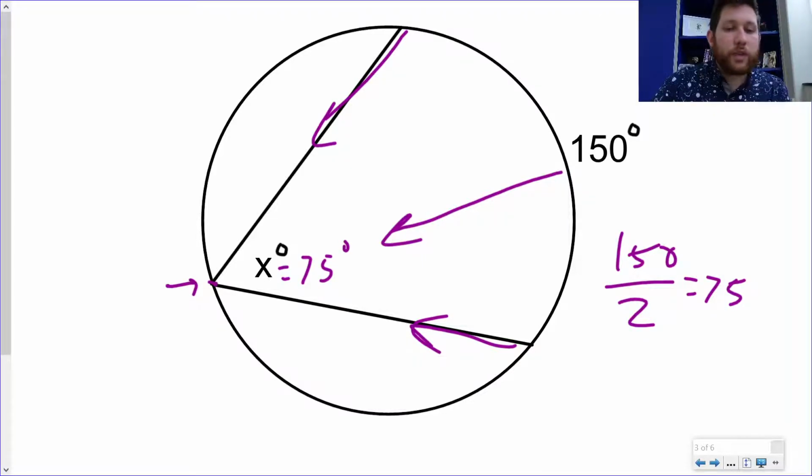You should always double check. This angle right here does look like it's less than 90 degrees. So that checks out. 75 seems like a fine answer. If you doubled 150, you get 300 degrees, and you should hopefully recognize that that angle does not look like it's 300 degrees. So that's another way to check. Sometimes kids get confused going one way or the other, which one we're doing. So that's just a quick check for your solution.